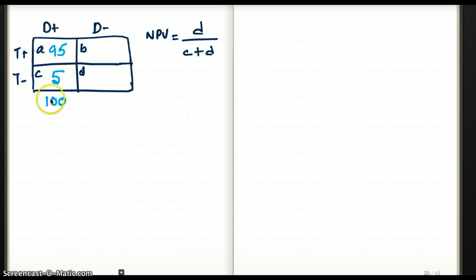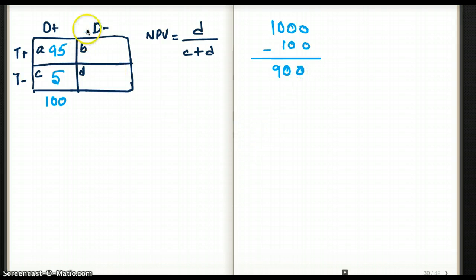Now this was only for the population who had the disease. What about the rest of the population who don't have the disease? So we have to take an arbitrary number. Let's take a nice big round number like 1,000. Let's say from that 1,000, 100 people had the disease. So how many people didn't have the disease? 900 people didn't have the disease. That means disease negative, this entire column, would be 900, right?